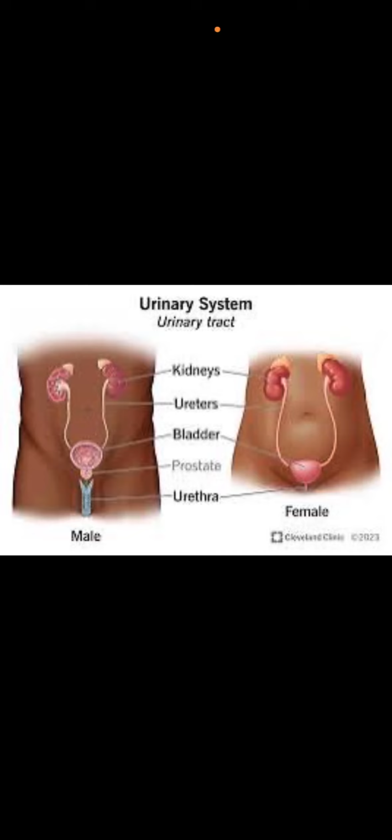Hey everyone, today I'll be explaining how urine is processed and describing the major structures involved in the urinary system. The urinary system consists of 4 major organs: the kidney, ureters, urinary bladder, and the urethra.